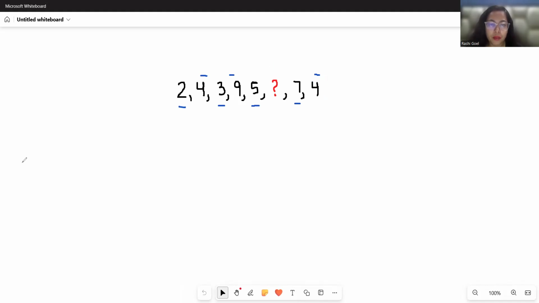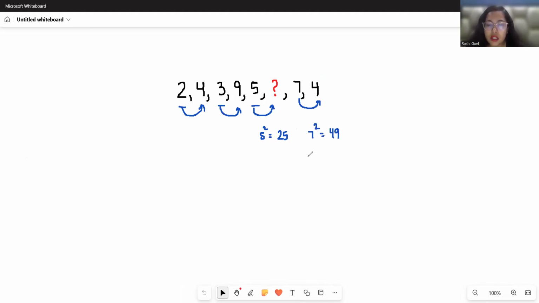So what can be the possible ways? So we can see that here is 2 and the next number is the square of 2, right? Here is 3 and the next is the square of 3, that is 9. So here 5, and what is the square of 5? 25. And here 7, what is the square of 7? 49, but they give 4 here.